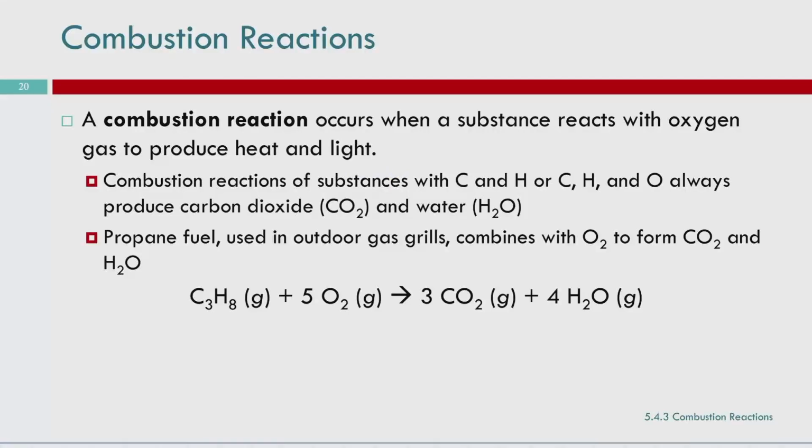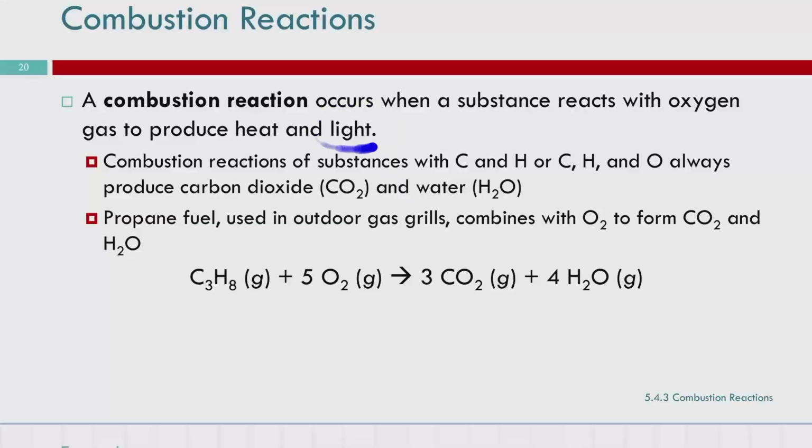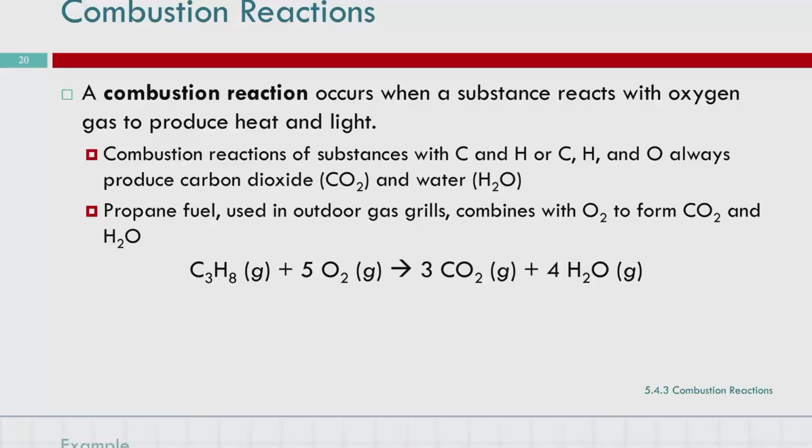A lot of the time we are doing combustion reactions for heat rather than for light, since we have electrical lights now. So heat, like to cook stuff on our stove at home if we've got a gas stove, on our propane grill outside in the backyard. If we like grilling in the backyard, maybe we're burning charcoal, maybe we're burning actual coal. And we would also sometimes do them for light, like campfires or burning candles. Combustion reactions of substances with carbon and hydrogen, or carbon, hydrogen, and oxygen, always produce carbon dioxide, CO2, and water.